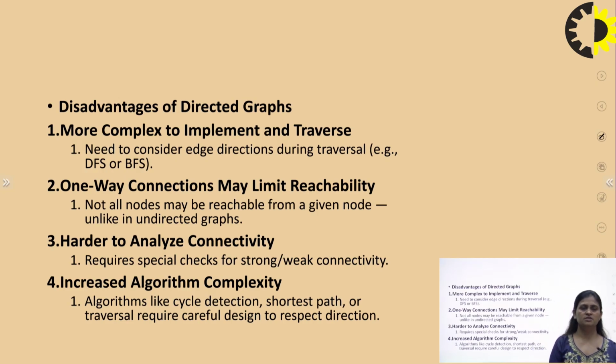First, you need to consider edge direction during traversal, for example in DFS or BFS. Second, one-way connectivity may limit reachability, meaning not all nodes may be reachable from a given node, unlike in an undirected graph. Third, connectivity is harder to analyze and requires more checks for strong or weak connectivity. Next is increased algorithm complexity. Algorithms like cycle detection, shortest path, or traversal require careful design to respect direction.